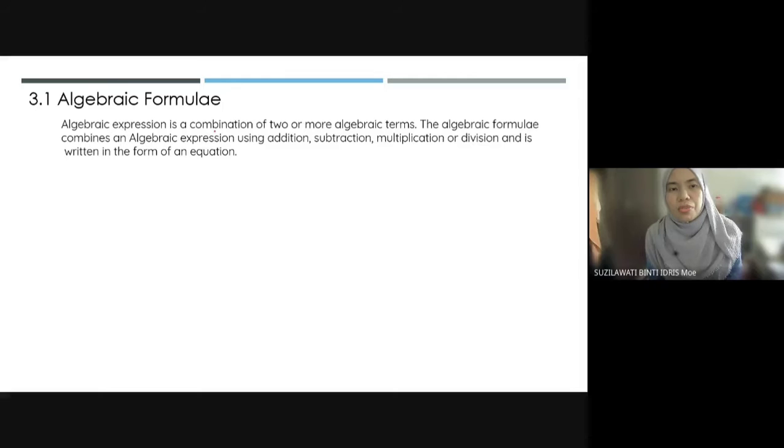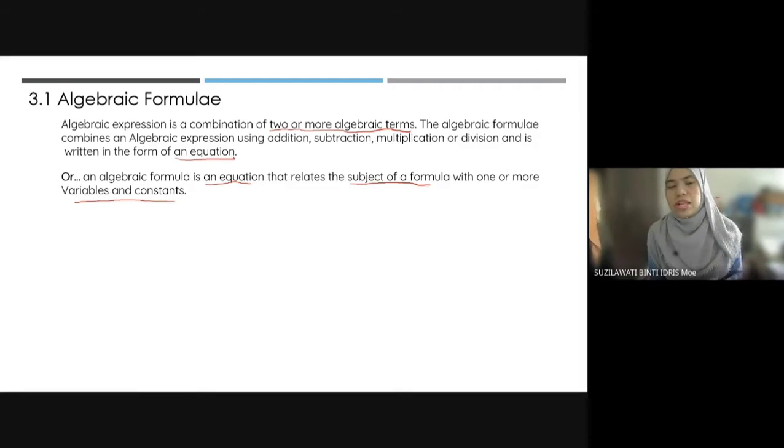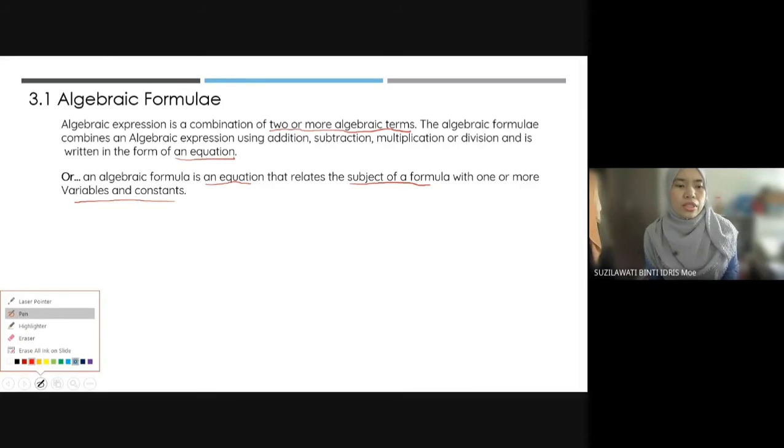Okay, so let's look at the next slide. 3.1 algebraic formula. An algebraic expression is a combination of two or more algebraic terms. Some algebraic expressions have 3 terms, 4 terms, 2 terms. Previous topic you already learned. The algebraic formula combines an algebraic expression using addition, subtraction, multiplication or division and is written in the form of an equation. Kita boleh juga katakan an algebraic formula is an equation that relates the subject of formula with one or more variables and constants. In the previous slide you already learned this word, variables.